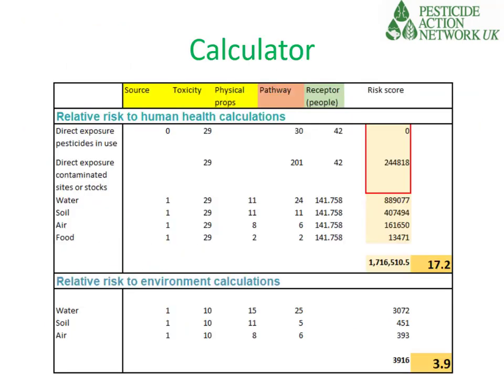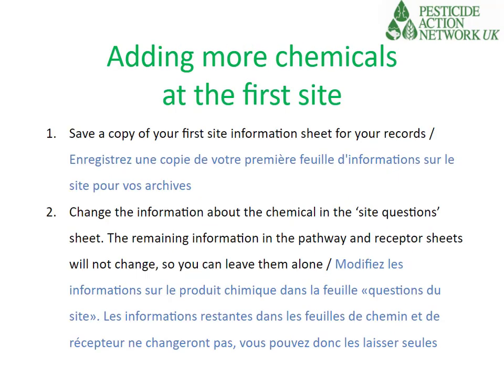So this is what the calculator looks like, and this is just an example, but as you can see, there are 2 separate scores, one for relative risk to human health and one for relative risk to environment. And this is using all of the data that you have input into the calculator up until this time. Now, perhaps this is obvious, but because these scores are relative, the real value of this calculator comes from performing the calculations at multiple sites with multiple chemicals. Thus, we can start to get into the site prioritization part of this project.